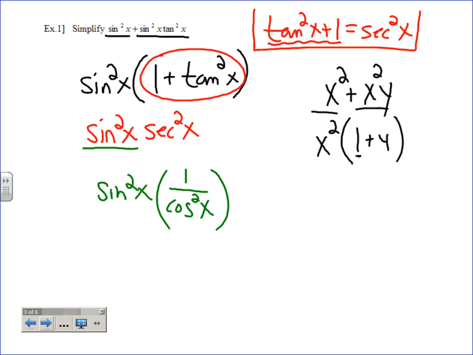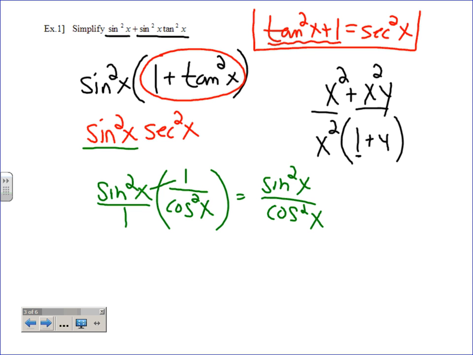What if it was secant to the 5th? It'd be 1 over cosine to the 5th, okay? Or if it was, say, tangent squared, it'd be sine squared over cosine squared. So in other words, if I multiply my tops, I get sine squared over cosine squared.